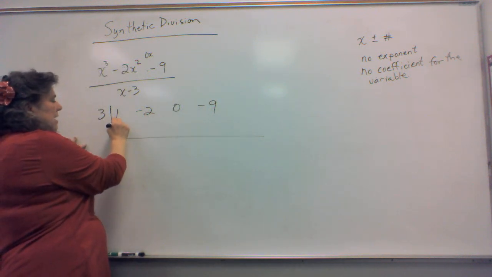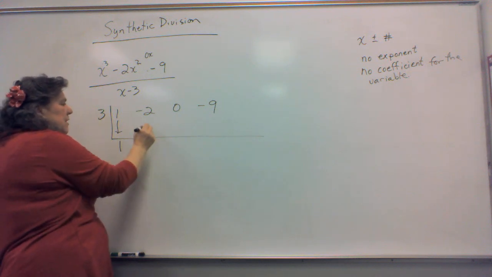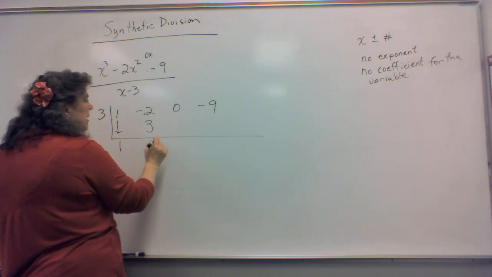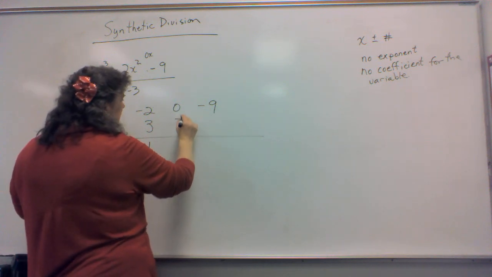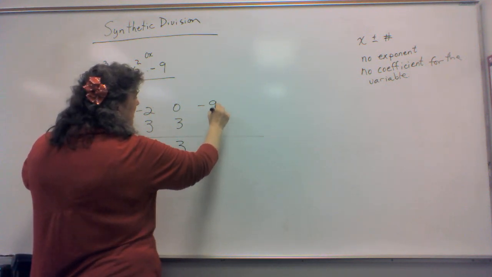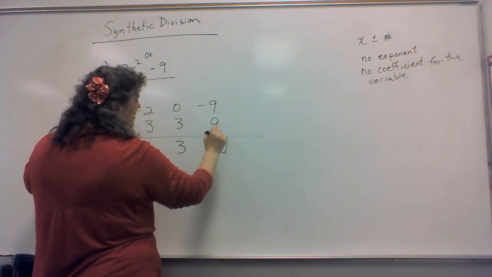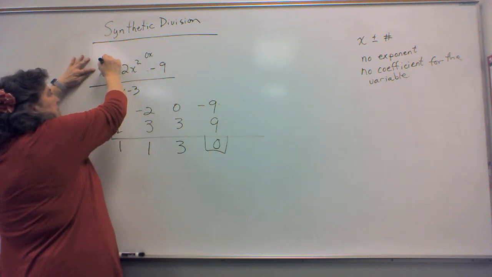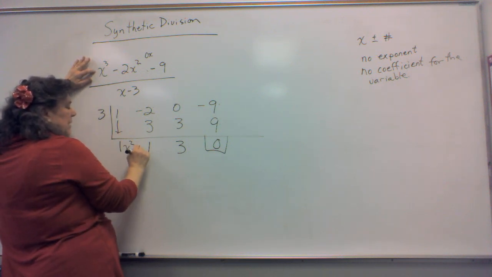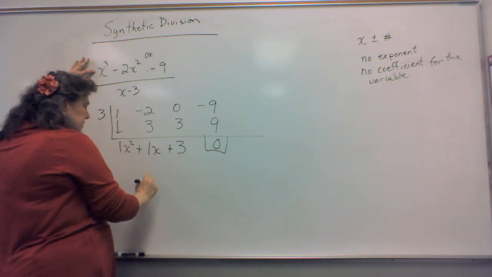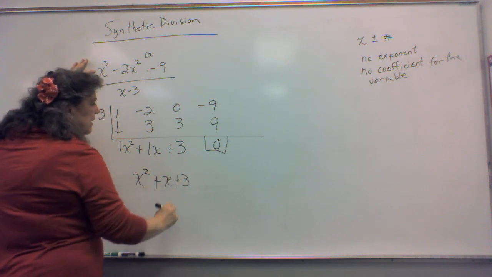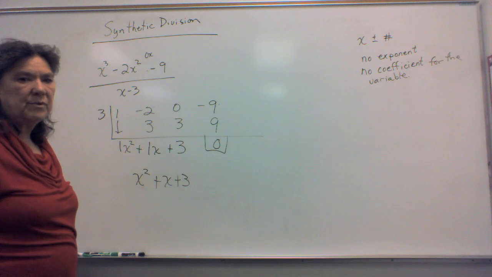Now let's see, bring down the first one. 3 times 1 is 3. Negative 2 plus 3 is 1. And 3 times 1 is 3. 0 plus 3 is 3. And 3 times 3 is 9. Negative 9 plus 9 is 0. So there's no remainder. Now, 3 minus 1 on your exponent starts with an x squared this time, plus x plus 3. So this would be x squared plus x plus 3 is your answer since there is no remainder.